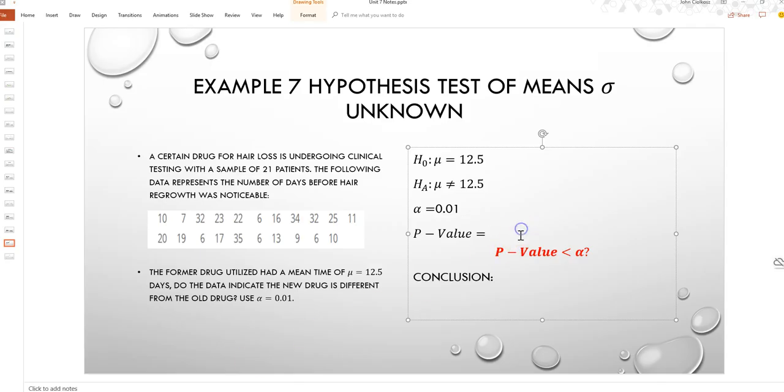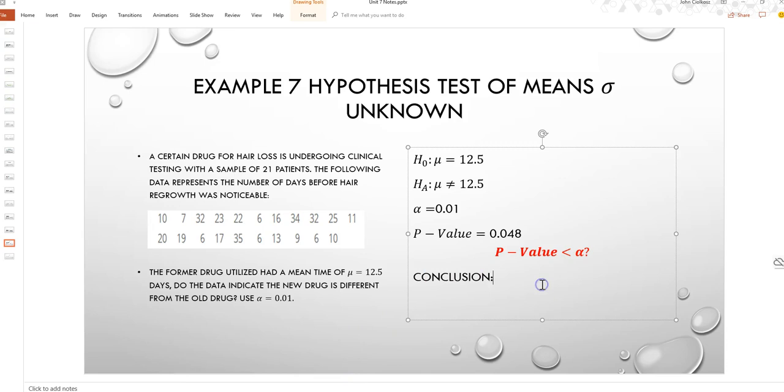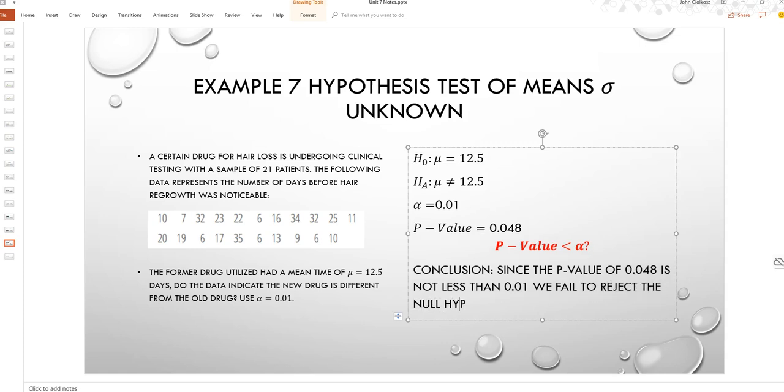So my p-value, make sure I have the right number, 0.048, yes. All right, let's do our conclusion. Since the p-value of 0.048, is that less than 0.01? Hopefully you said no. It is not less than 0.01. We fail to reject the null hypothesis.